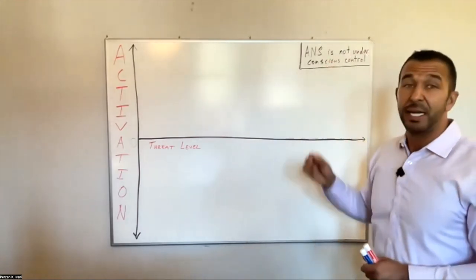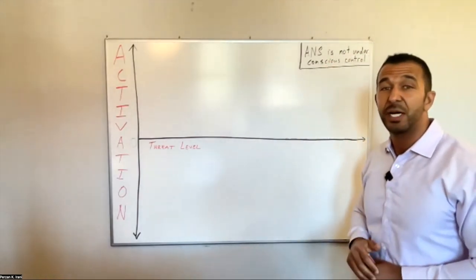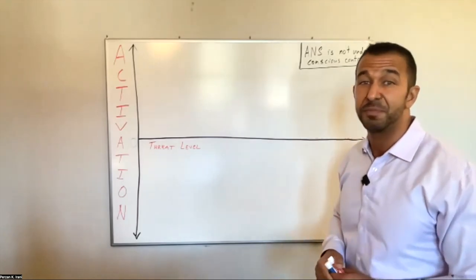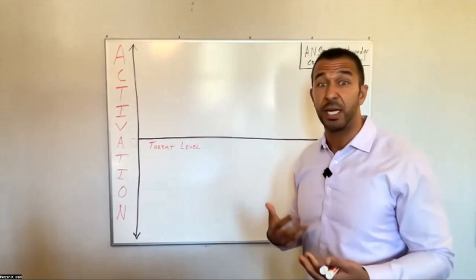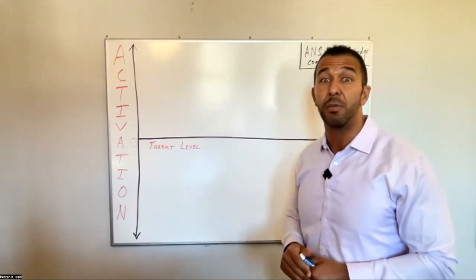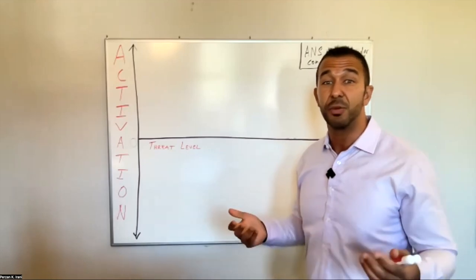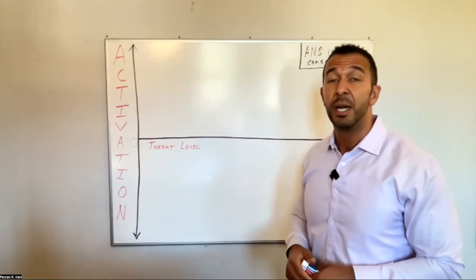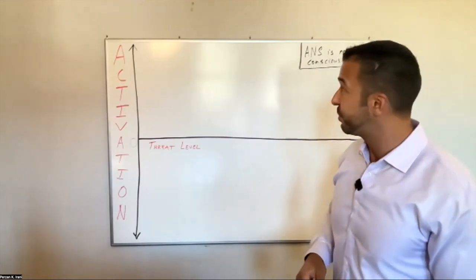So this is a key point that I wrote up here: the ANS is not under our conscious control. And that's a good thing because it helps keep everything functioning. If we had to think about the thousands of things our body is doing, that's all we would do, and we wouldn't be able to do anything else. So it's running the show, keeping all these thousands of things going and functioning.